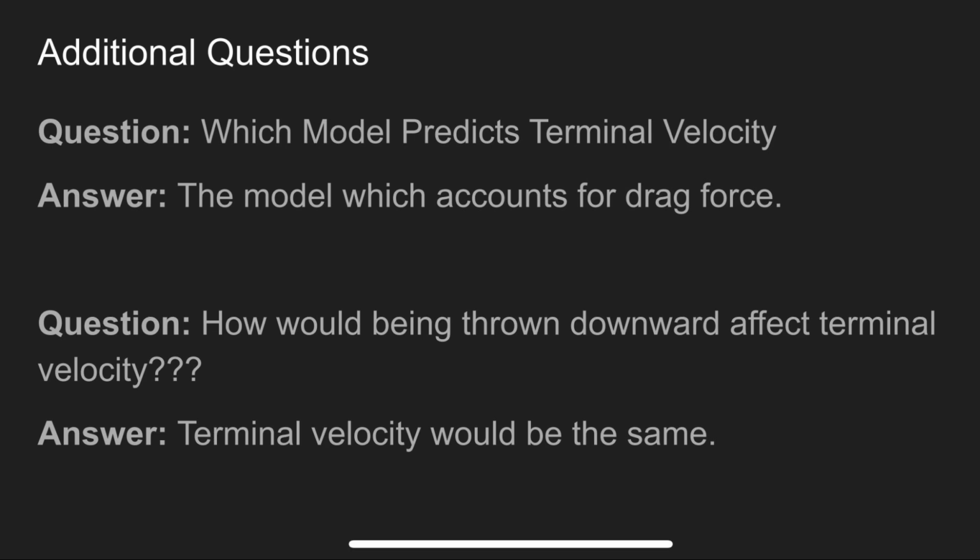However, if you throw an object downward, it will reach its terminal velocity in less time because it starts with an initial downward velocity. And if you throw an object with a higher velocity than terminal velocity, it will have a decrease in acceleration, slowing down until it reaches that terminal velocity speed, where drag force and the force of gravity are equivalent.